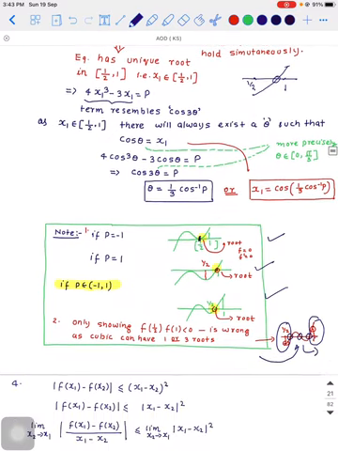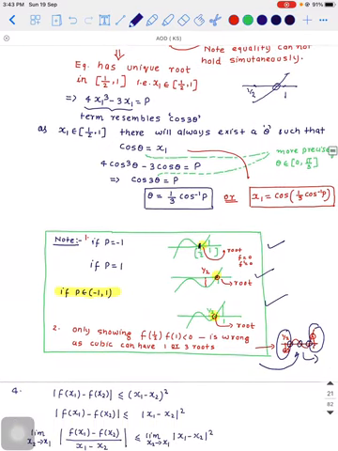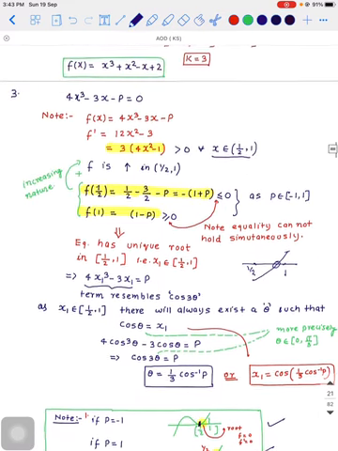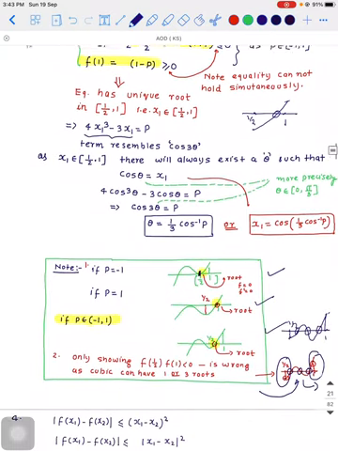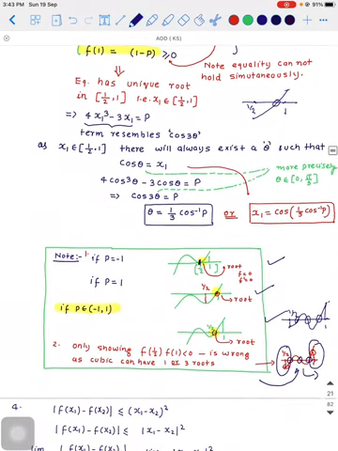Now the main thing is that here only showing f of half into f of 1 less than 0 will be wrong, because if you take a cubic, at half it is negative, at 1 it is positive. It can have 3 roots also. So you have to also show that f is increasing, because in that case it ensures us that the function always increases from half to 1, and at half it is negative, at 1 it is positive. So there will be a unique root.